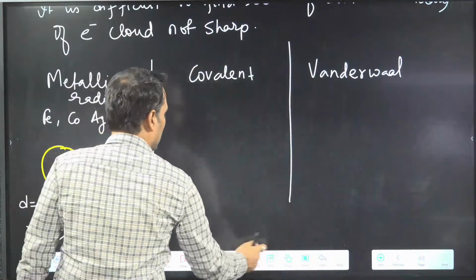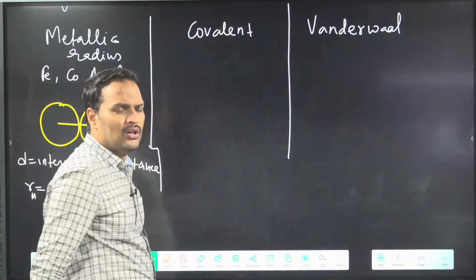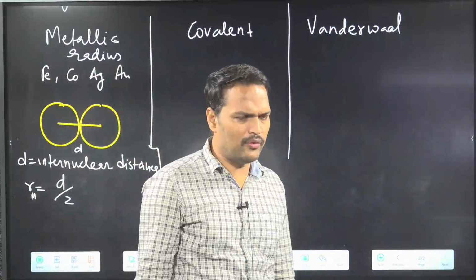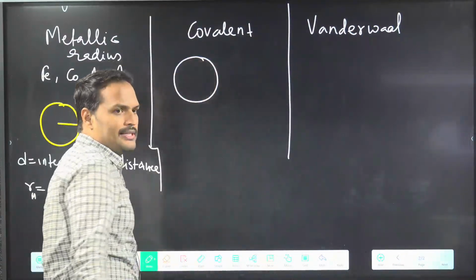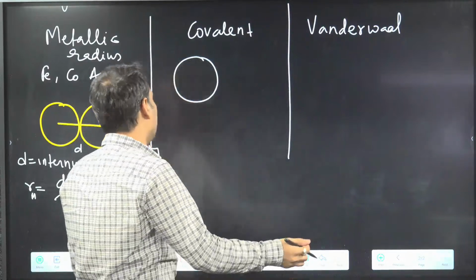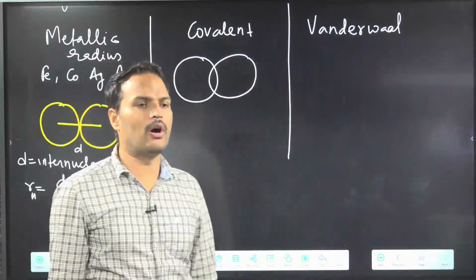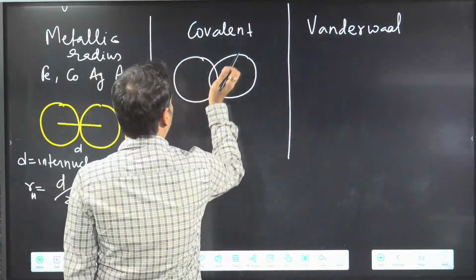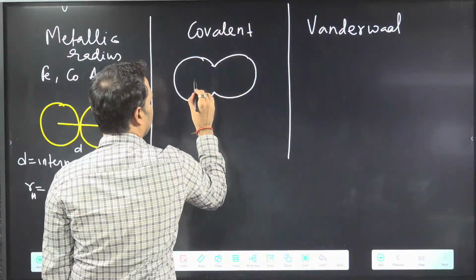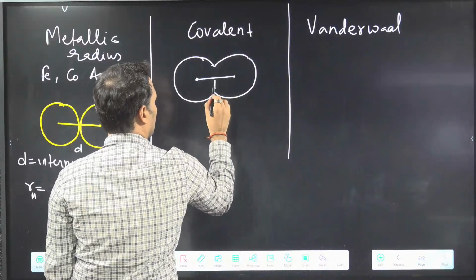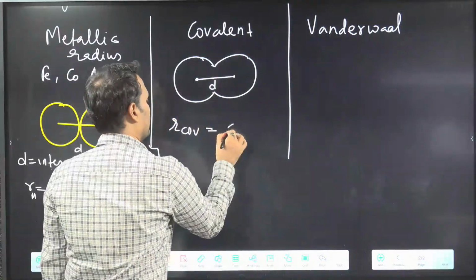Okay, very good. Now come to the next part. You are taking covalent. Covalent means generally non-metals. How is a covalent bond formed? You will say the sharing of electrons. How is sharing taking place? By overlapping. Now check the distance. When you check the distance, this is your D, okay? So R covalent is your D by 2.